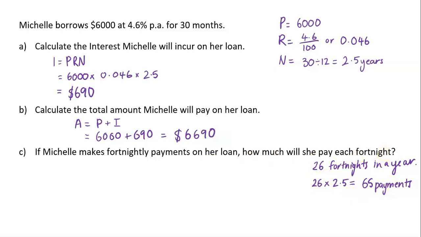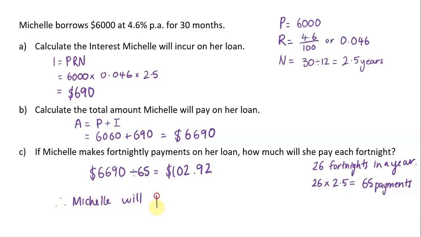So how much will Michelle pay each fortnight? Well, she's paying back a total of $6,690, but she's paying that split up into 65 payments. So we divide by 65. $6,690 divided by 65 gives us $102.92 for each fortnightly payment. So we can write a worded answer for this. Therefore, Michelle will pay $102.92 each fortnight.